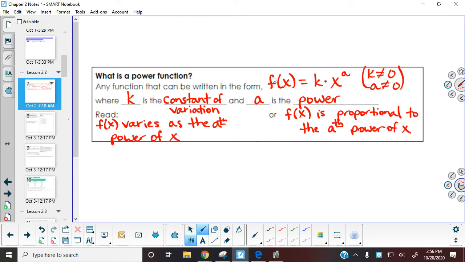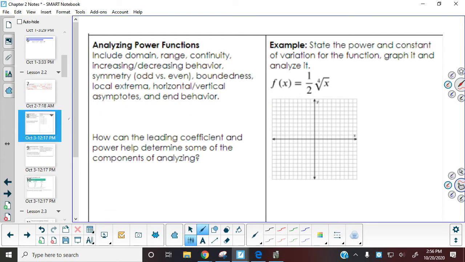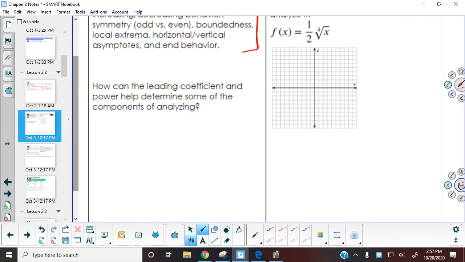So what we're going to look at today is first off analyzing your functions and what they look like, and then also being able to write statements using power functions. So here's the thing. When you are analyzing power functions, you have a lot of things to be looking at. I'm not going to read all of them, but you are going to analyze all of those things. How can your leading coefficient and power help determine some of the components of analyzing?